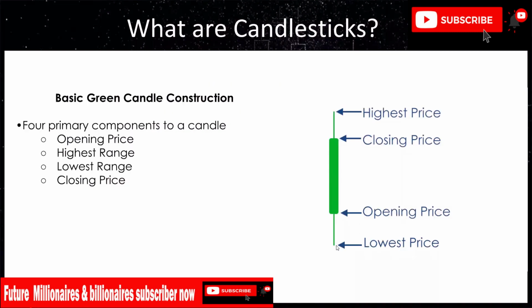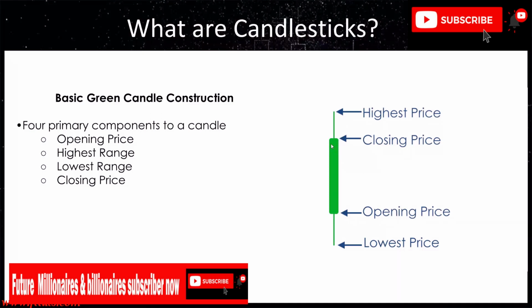Now we need to understand the basic construction of each candlestick, and we're going to start with the green candlestick. There are 4 primary components to any candle: the opening and closing price, and the highest and lowest points of range within that period. On our example, we can see that the opening price is the bottom of this rectangular aspect of our candlestick, whereas the closing price is the top of the rectangular aspect. The lowest price, or the lowest part of the range, is going to be the bottom of the wick, and the highest is going to be at the highest point of the wick. So the body of our candlestick represents the opening and closing prices, and the wicks represent the extreme ranges of price action that occurred during that day.